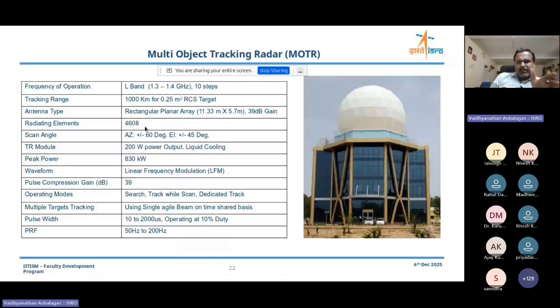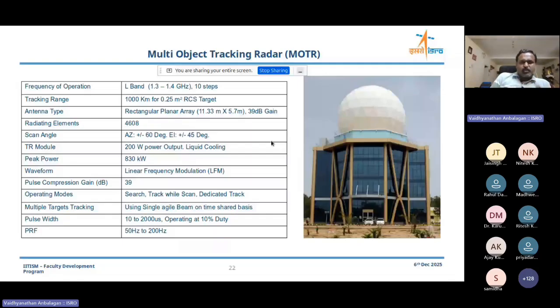So it being completely active, the beam can be easily switched between the targets. So that is multiple target tracking, as per the name, multiple targets can be tracked simultaneously. The main objective of designing this particular radar was to track multiple targets simultaneously during the mission, and also during other scenarios.